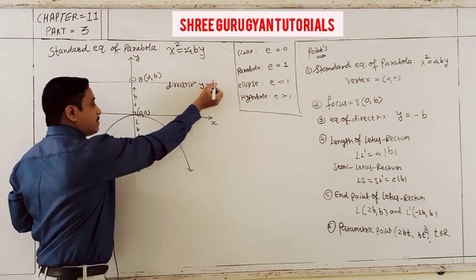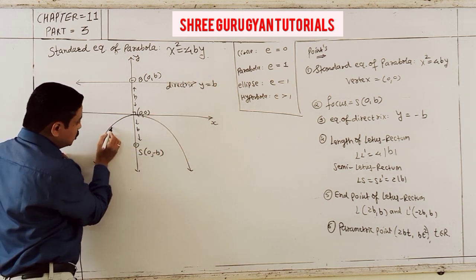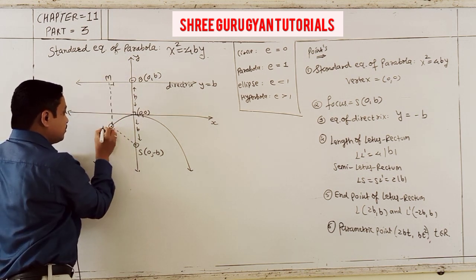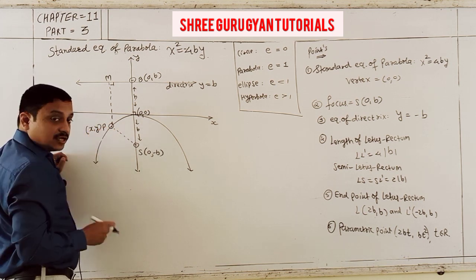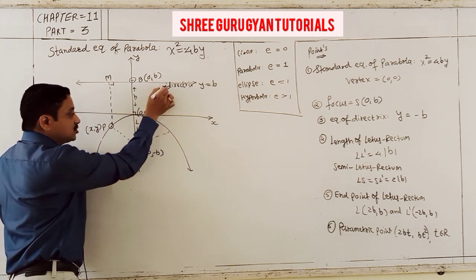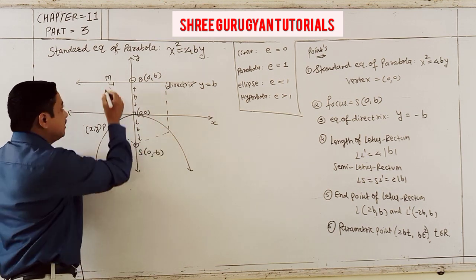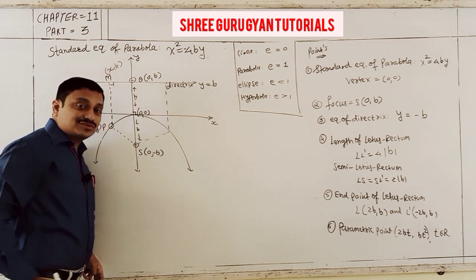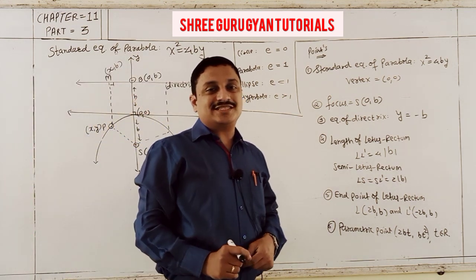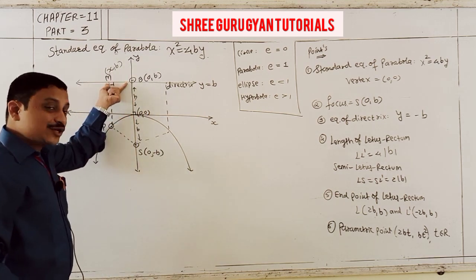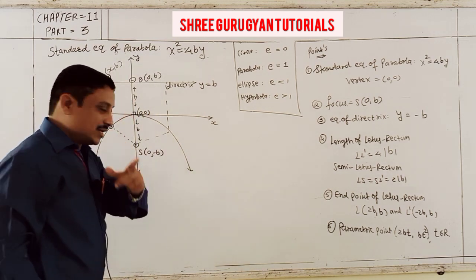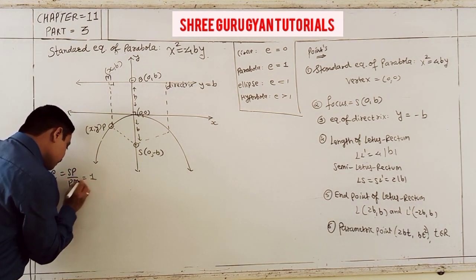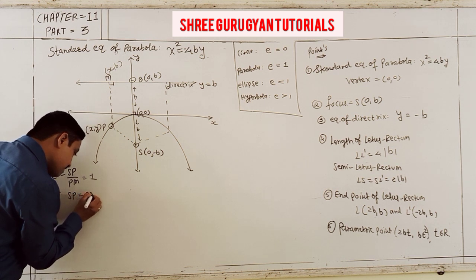y is equal to b, and students, from the focus take one point, which is exactly the perpendicular foot on it, point P(x, y). You can take this side also; don't worry, take any one side. And at M, the y coordinate is b, fixed, but the x coordinate is unknown, because we travel some distance x here, and this is also x distance. Now same, eccentricity e, SP by PM is 1, so SP is equal to PM.